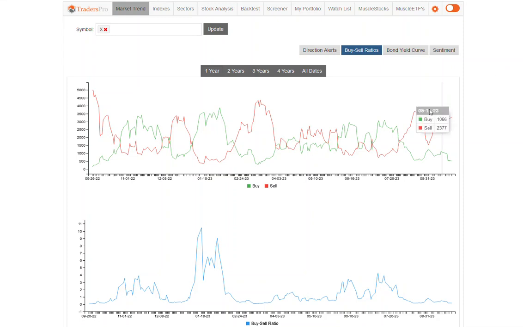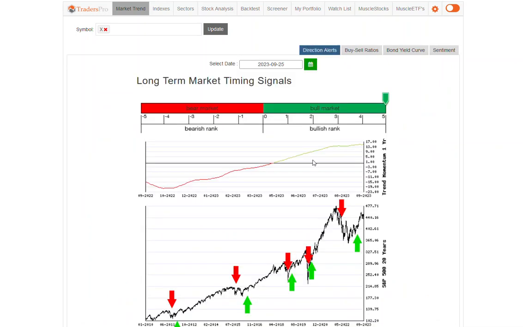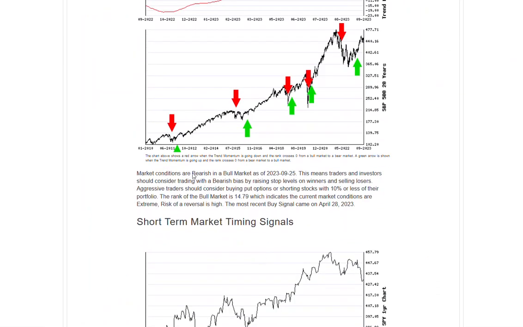Market conditions remaining bearish in a bull market. Let's look at direction alerts here. We've got this overall setting. What this means for traders is you should consider, and investors consider, trading with a bearish bias, raising stop levels on winners and selling losers. Aggressive traders can be looking for put options or shorting stocks.